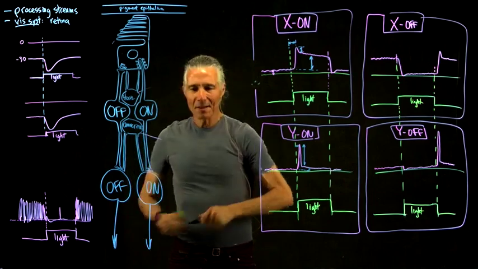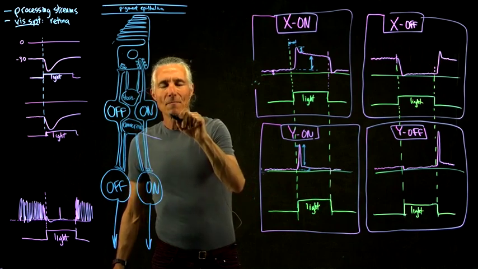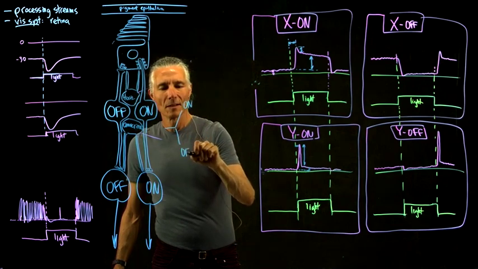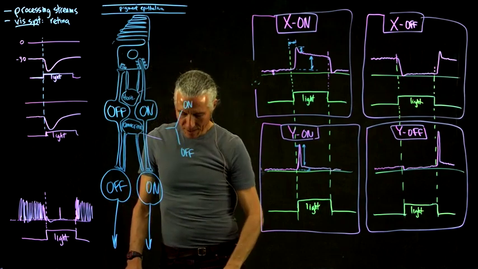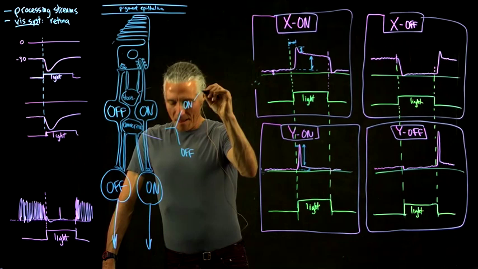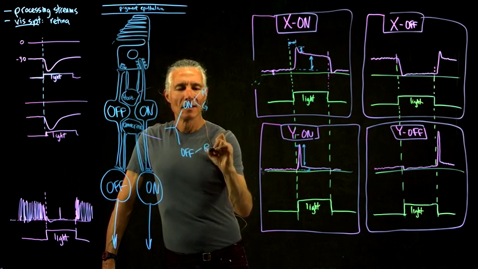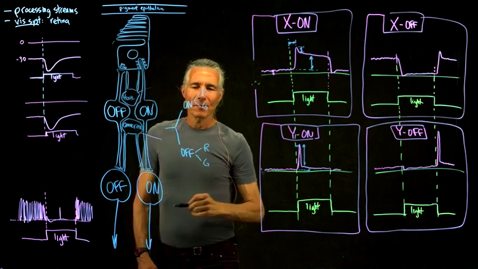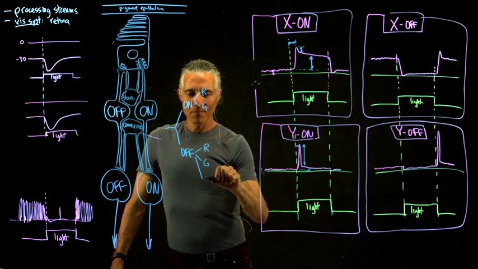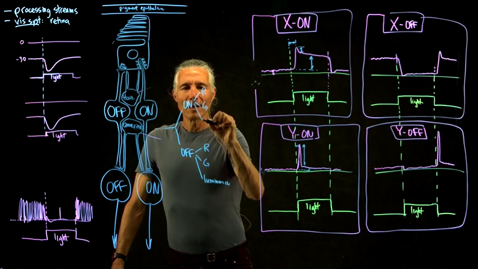So one way you could think of this: we initially divide into on and off, but then we've got all these additional divisions. So you've got red and green, red and green. But then you've also got these Y cells, which turn out not to be sensitive to color. So these guys are luminance only. So you have red, green, and luminance.